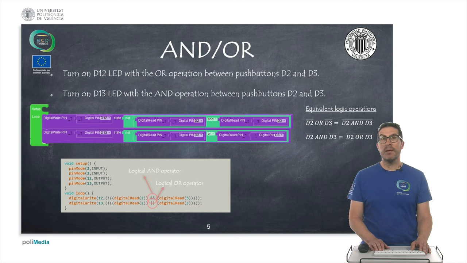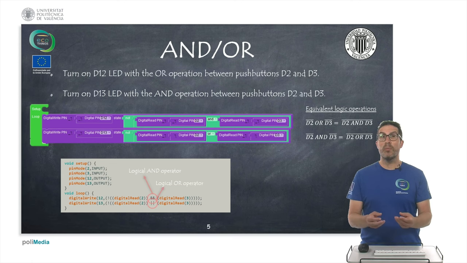In this second example, we're going to use two switch buttons connected to pins D2 and D3, and we want to set two LEDs, one connected to pin D12 and the other one connected to pin D13. For the LED on pin D12, we want to see the OR operation, so it will light on when one of the buttons is on, and for the LED connected to pin D13, we will see the AND operation.